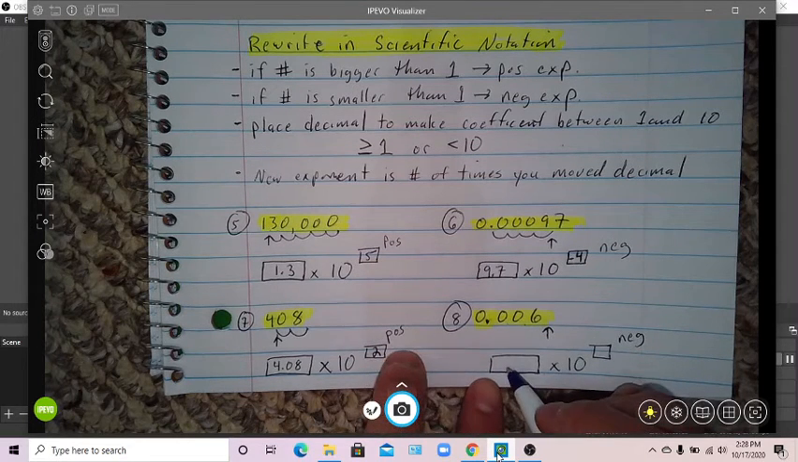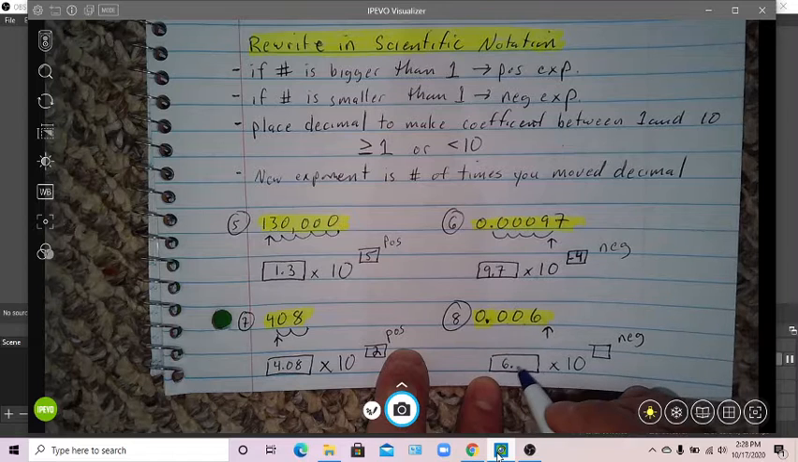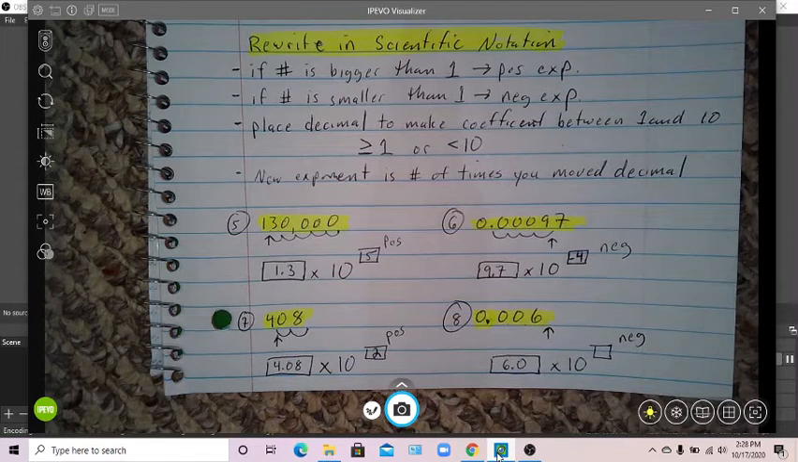So I'll write a 6, or I can write a 6.0. Essentially, when you're writing the coefficients, you only want one number to the left of the decimal. Notice 1 is the one number to the left of the decimal, 4 is the one number, 9 is the one number. Here, I'm going to have 6.0. There's one number to the left of the decimal, right? It's a one-digit number. It's between 1 and 10. So 6.0 is what I want.